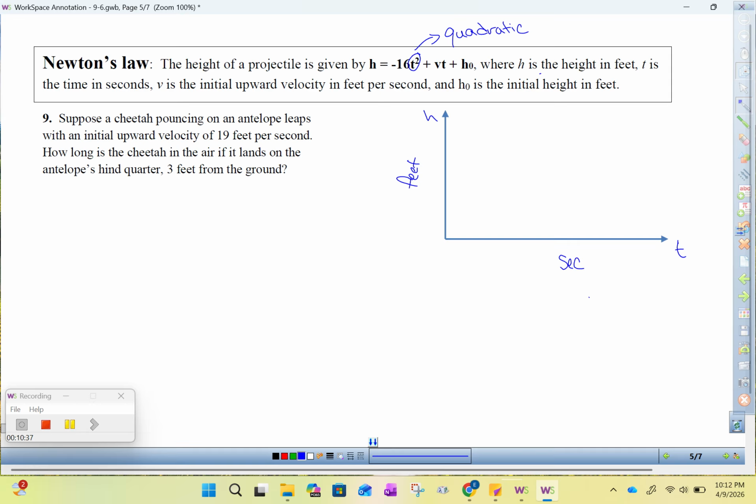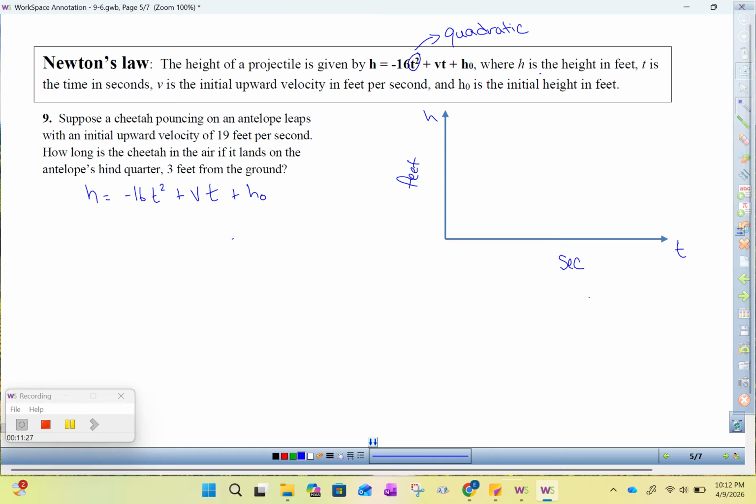So suppose a cheetah pouncing on an antelope leaps with an initial upward velocity of 19 feet per second. How long is the cheetah in the air if it lands on the antelope's hindquarter 3 feet from the ground? The first thing I want you to do is just rewrite this equation: h equals negative 16t squared plus vt plus h naught.